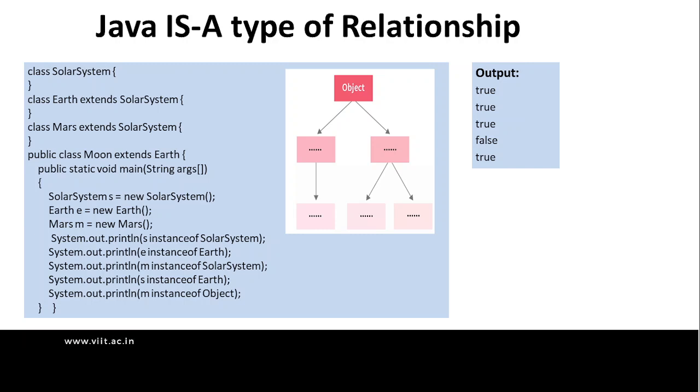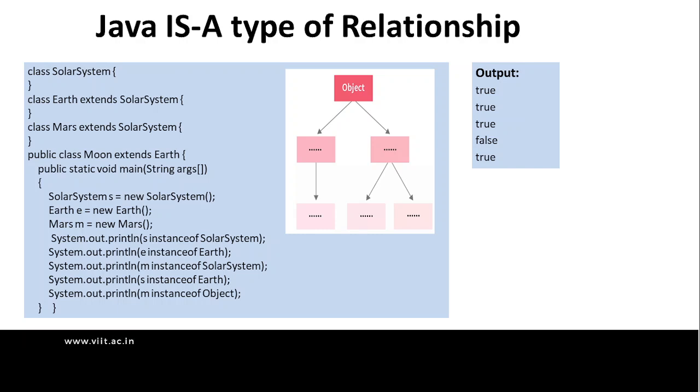And is s an instance of Earth? No, because s is the superclass, and Earth is a child of s, so it is not an instance of Earth.